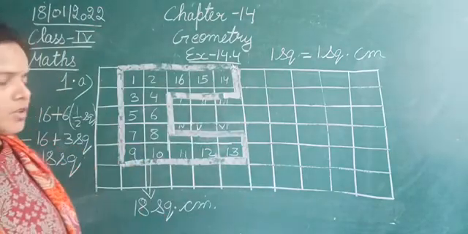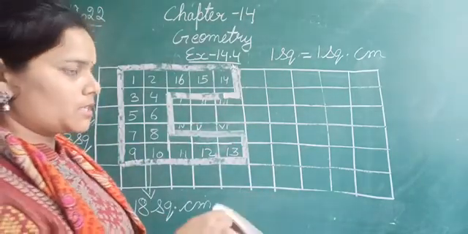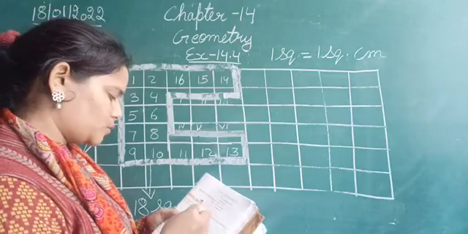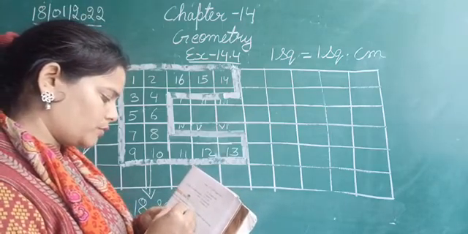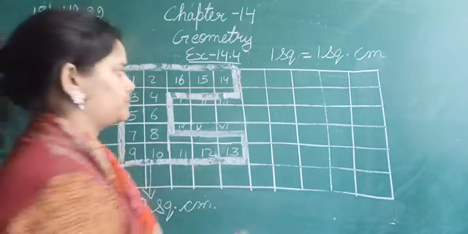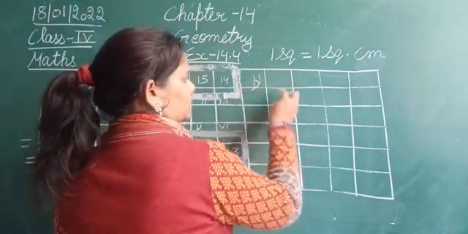Moving next to B1. Now I am going to draw the B figure. So the B1 is: 1, 2, 3, 4, 5, 6. 1, 2, 3, 4, 5. So I am drawing the B1.